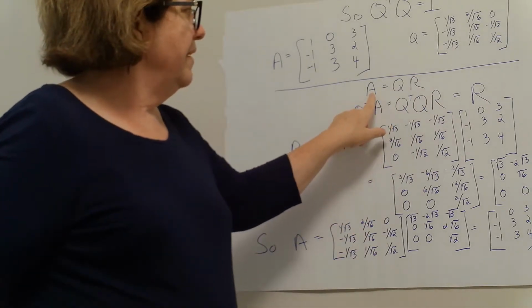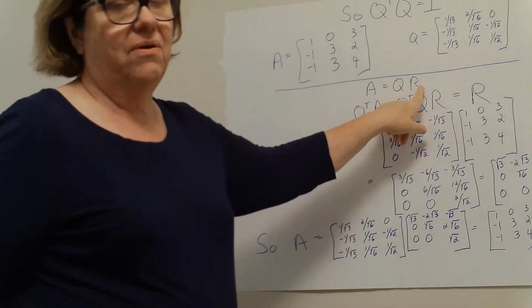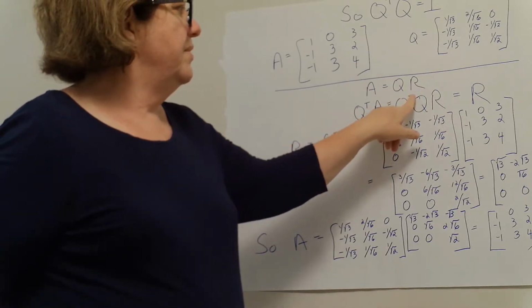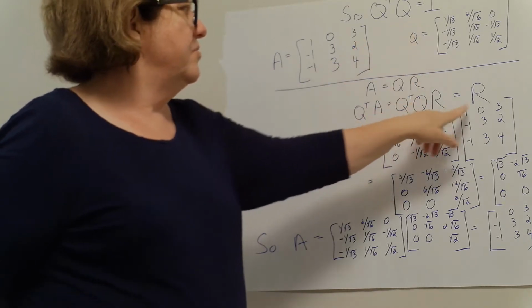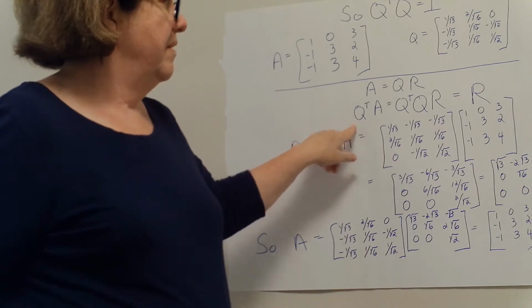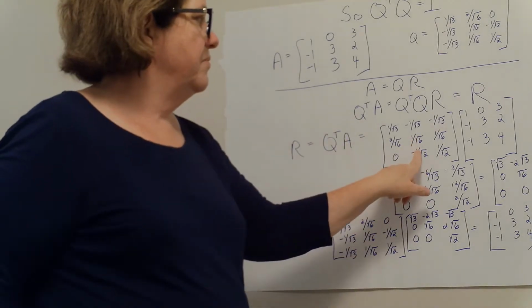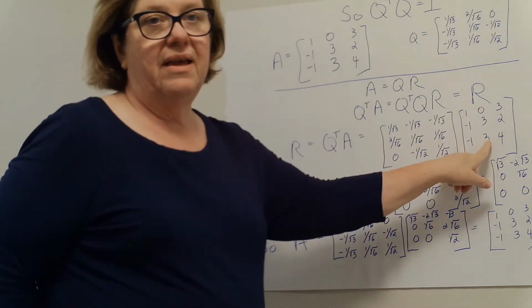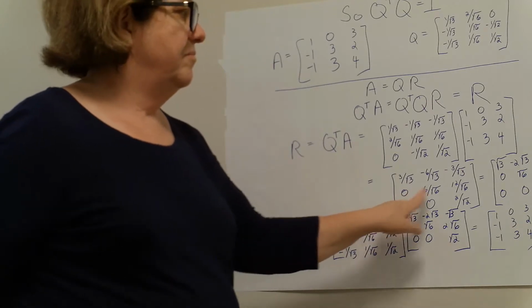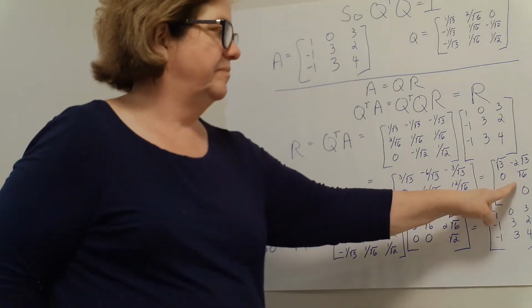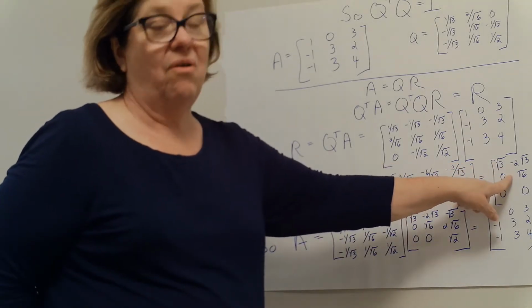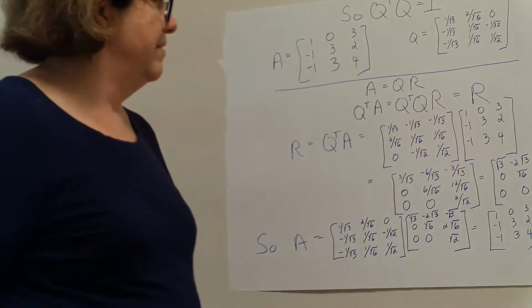Well, if there is such an A equal to QR, multiply both sides by Q transpose. Well, Q transpose Q is just I, so R must be Q transpose A. So we can take Q transpose, multiply it by A, and we get this, which can be simplified to that. That is our R. That's the R we wanted up here.